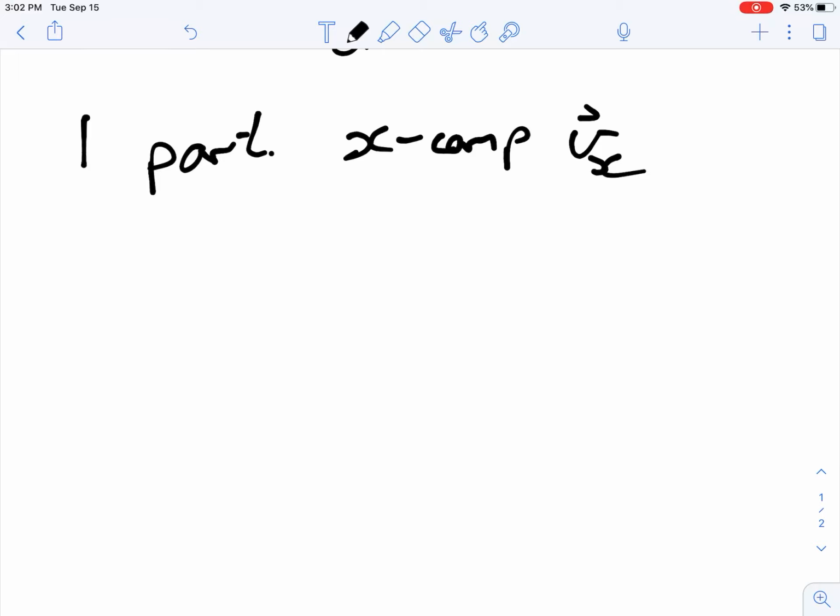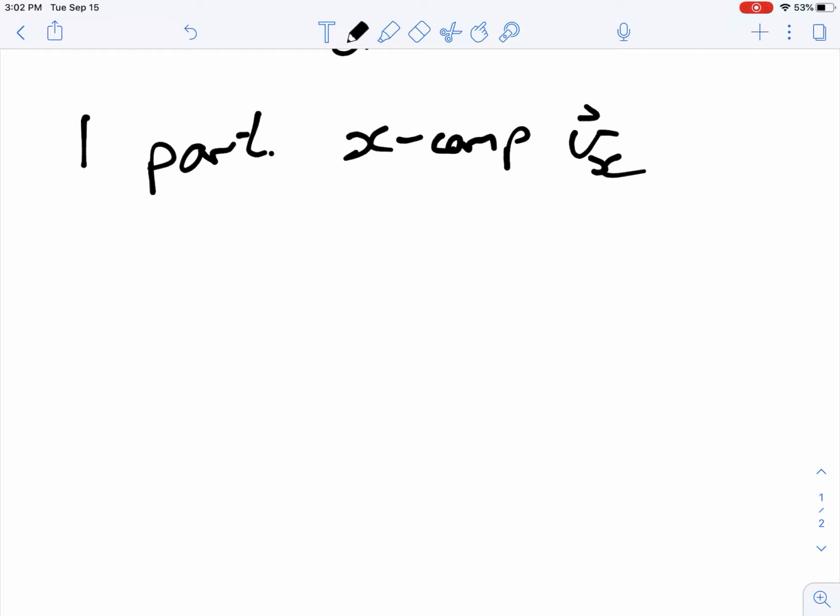So we're not playing any special games here, we're just doing something that we're allowed mathematically, and that is to treat just the x component of the velocity. So when we start talking about Vx, remember we don't mean to say that the particle only moves in the x direction, we're just looking at the x component of its motion, okay? So one particle, its x component.